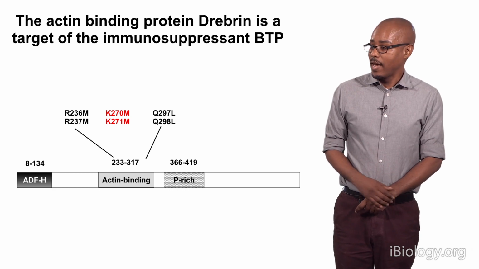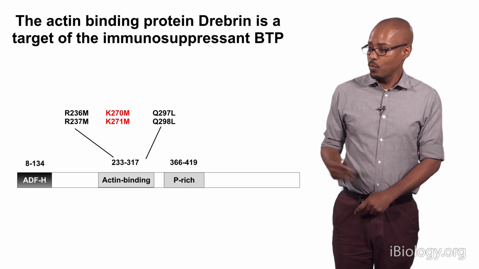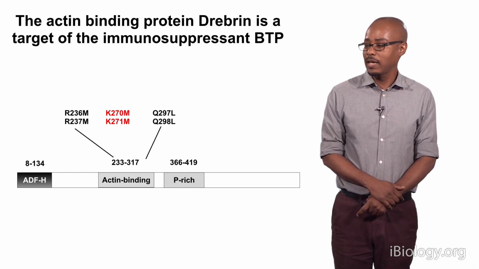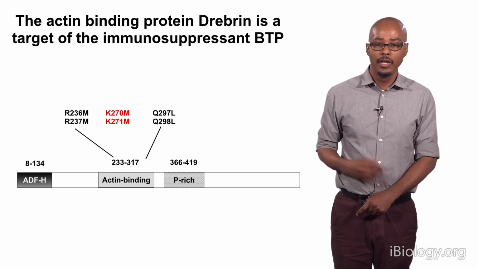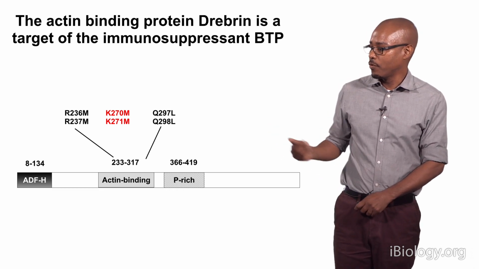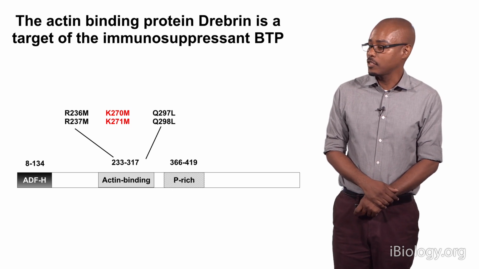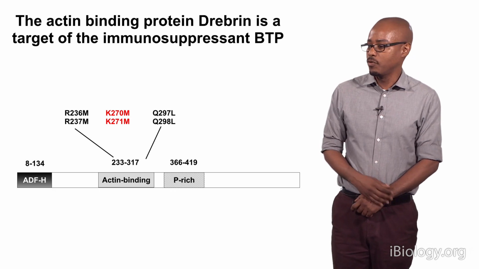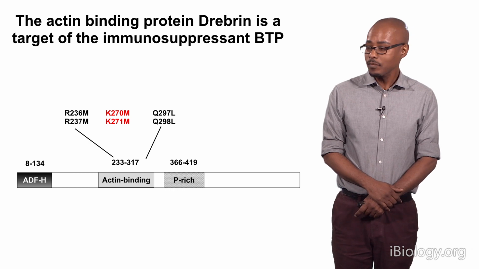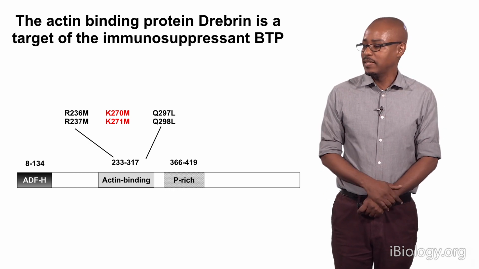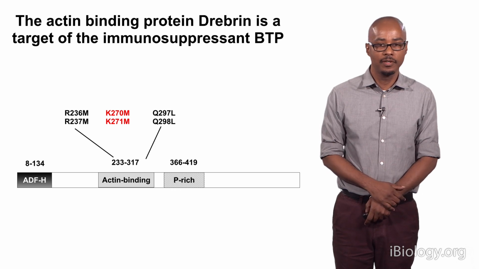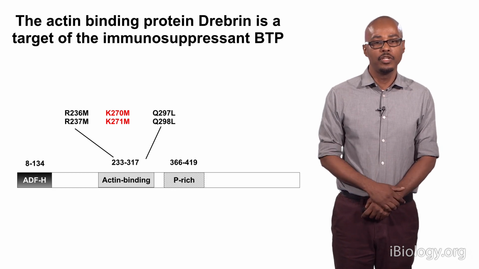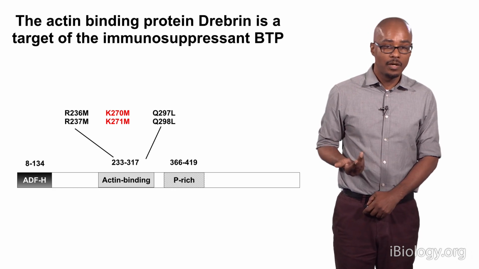We also found that when you mutate two residues within the actin-binding domain of Drebrin, we could abolish binding of BTP to Drebrin, indicating that BTP interacted directly with Drebrin and not in an indirect manner. And those residues are shown here in red. If we mutate lysine 270 and lysine 271 to methionines, we completely abolish the binding of BTP to Drebrin. Whereas if we mutated arginine to methionine or glutamine to leucine, we maintained the interaction, indicating that this interaction was specific. So we could show then that BTP interacts with this actin-binding protein Drebrin, and Drebrin is an actin-regulating protein.